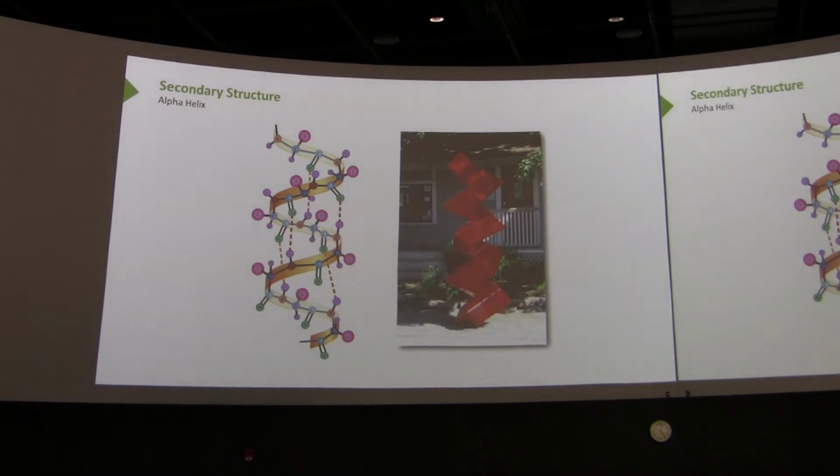The alpha helix was discovered by Linus Pauling. Linus Pauling won the first of his 2 Nobel Prizes for the alpha helix. Now, what's the red thing on the side? That's an alpha helix in front of Linus Pauling's boyhood home. Okay? That's a cool structure. The alpha helix is one of the most fundamental structures of proteins.